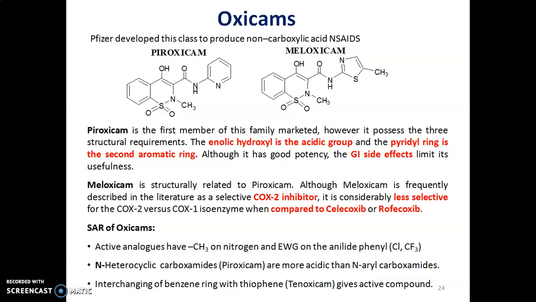Meloxicam, it is found to have COX-2 inhibitor activity, but it is not COX-2 inhibitor. SAR of Oxicam includes active analogues have CH3 group on the nitrogen and electron withdrawing group on the anilide phenyl. The N-heterocyclic carboxamides are more acidic than the N-aryl carboxamides. If we interchange the benzene ring with thiophene, we get a new class of drug, that is tenoxicam, and it is found to be active.